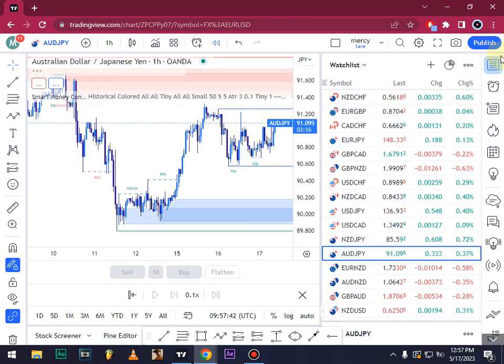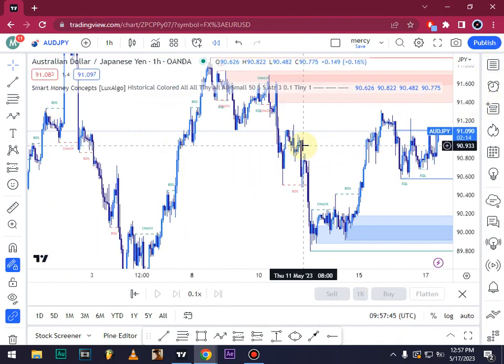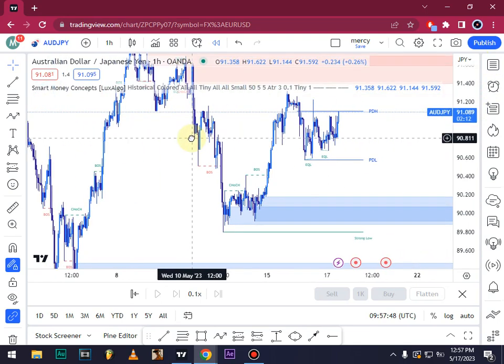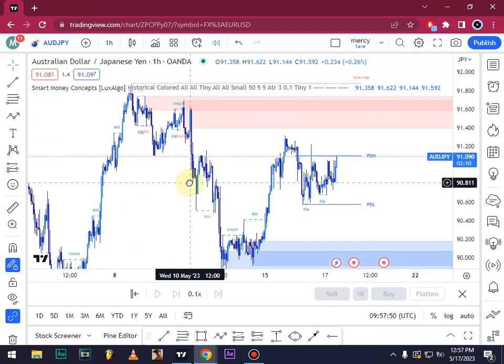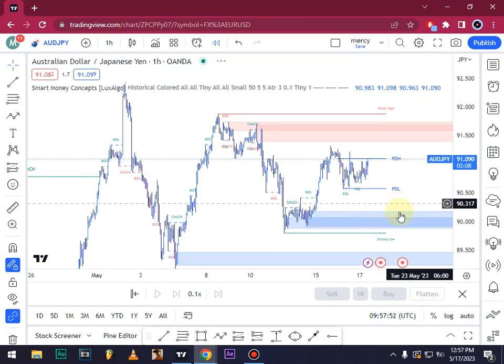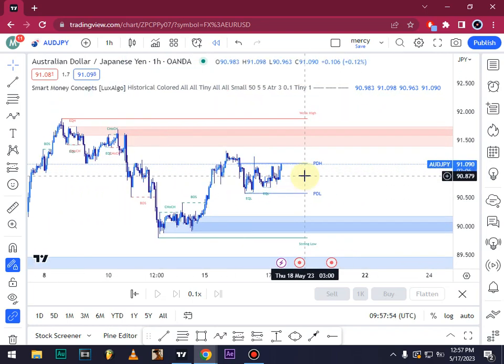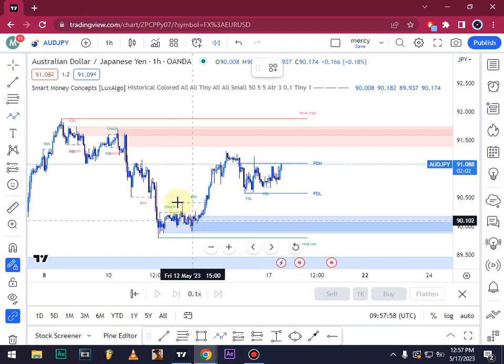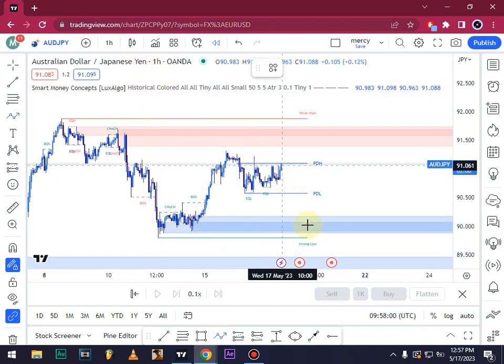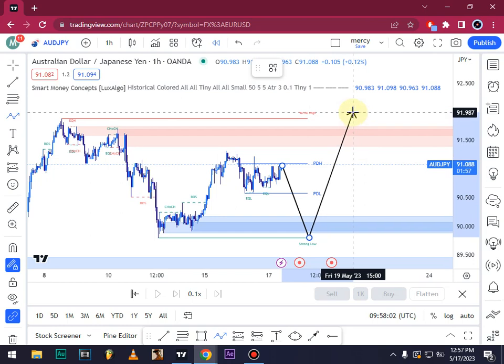Okay, let me just do Aussie JPY. So with this Aussie JPY, guys, look at this. This is the current market, right? So it's just a matter of time, maybe price goes back for this pullback before now giving us that.